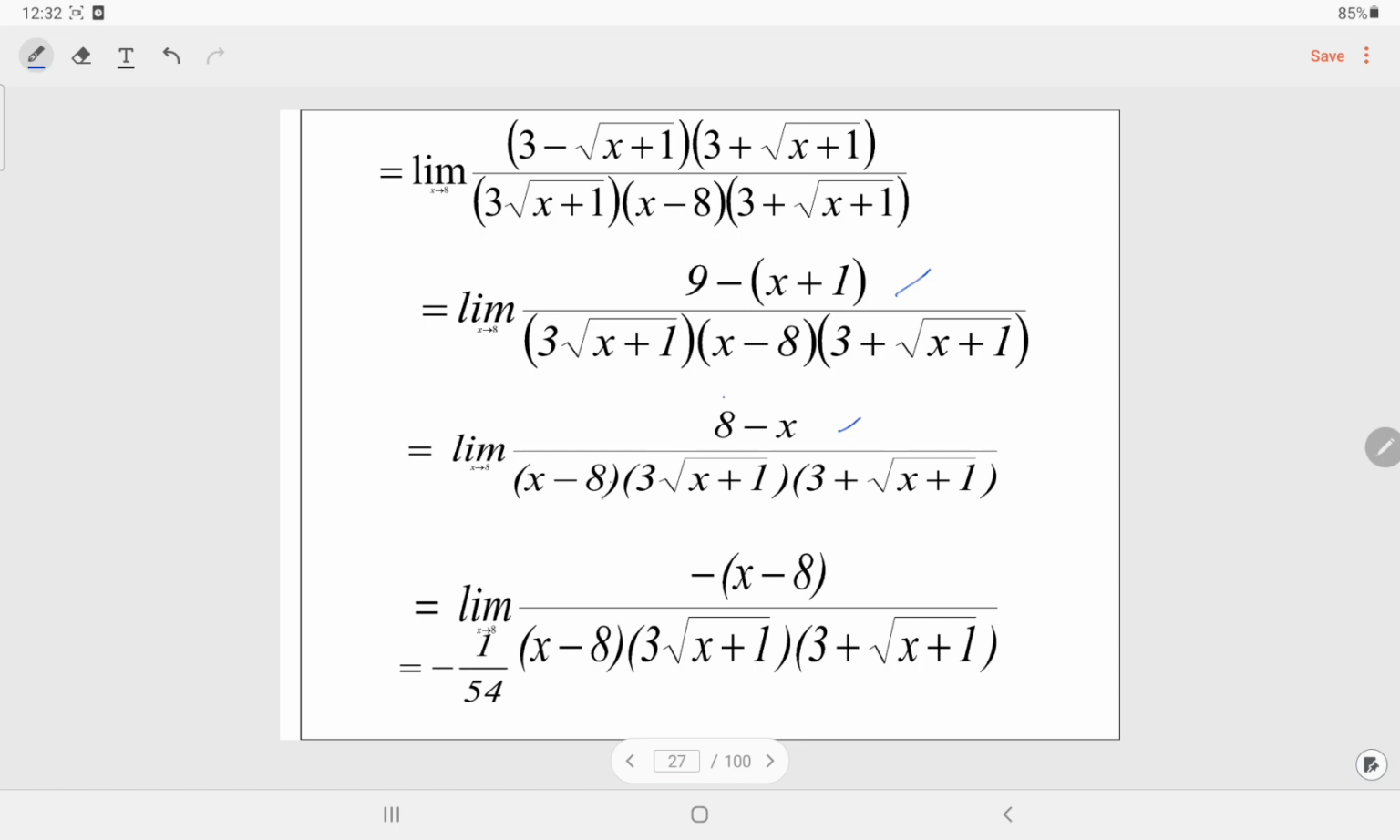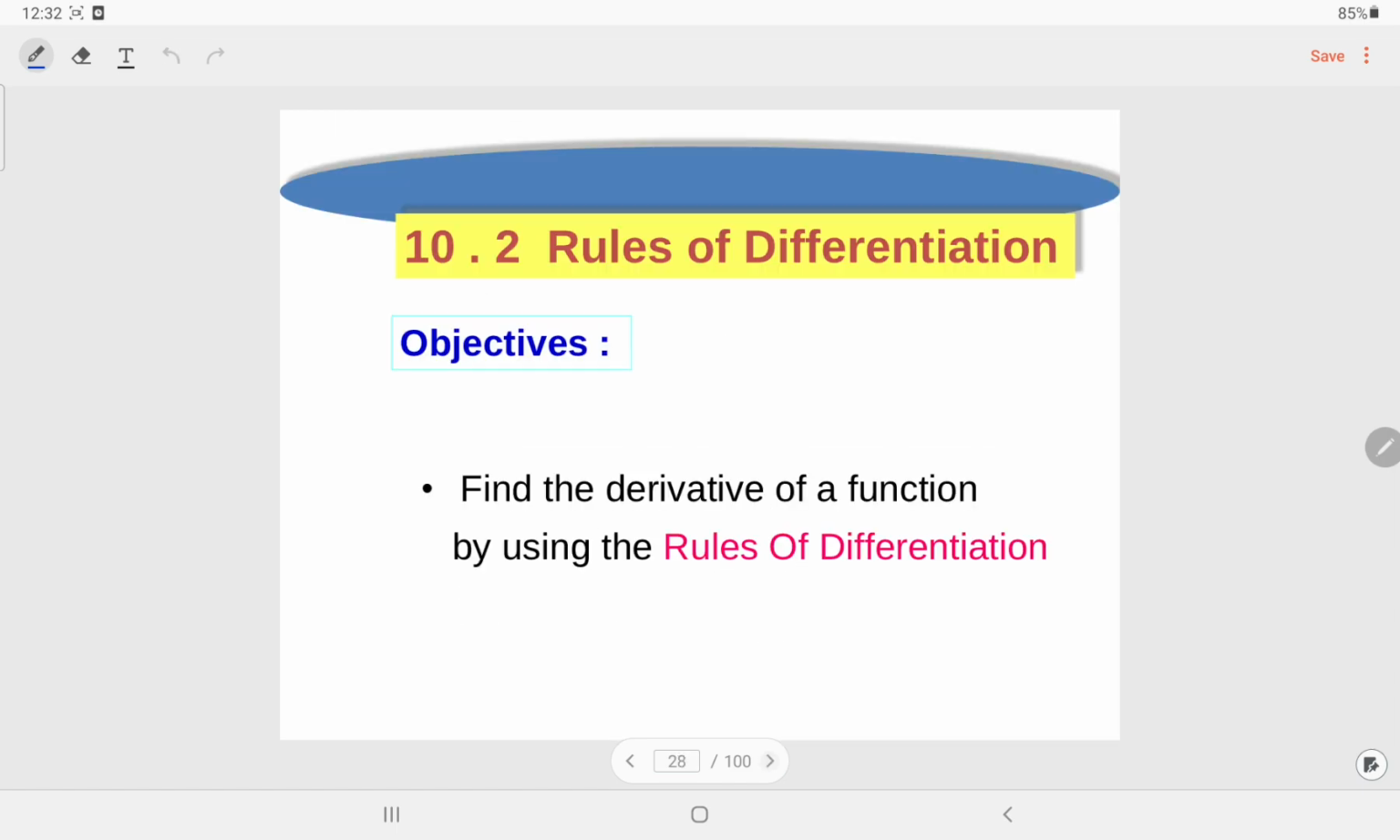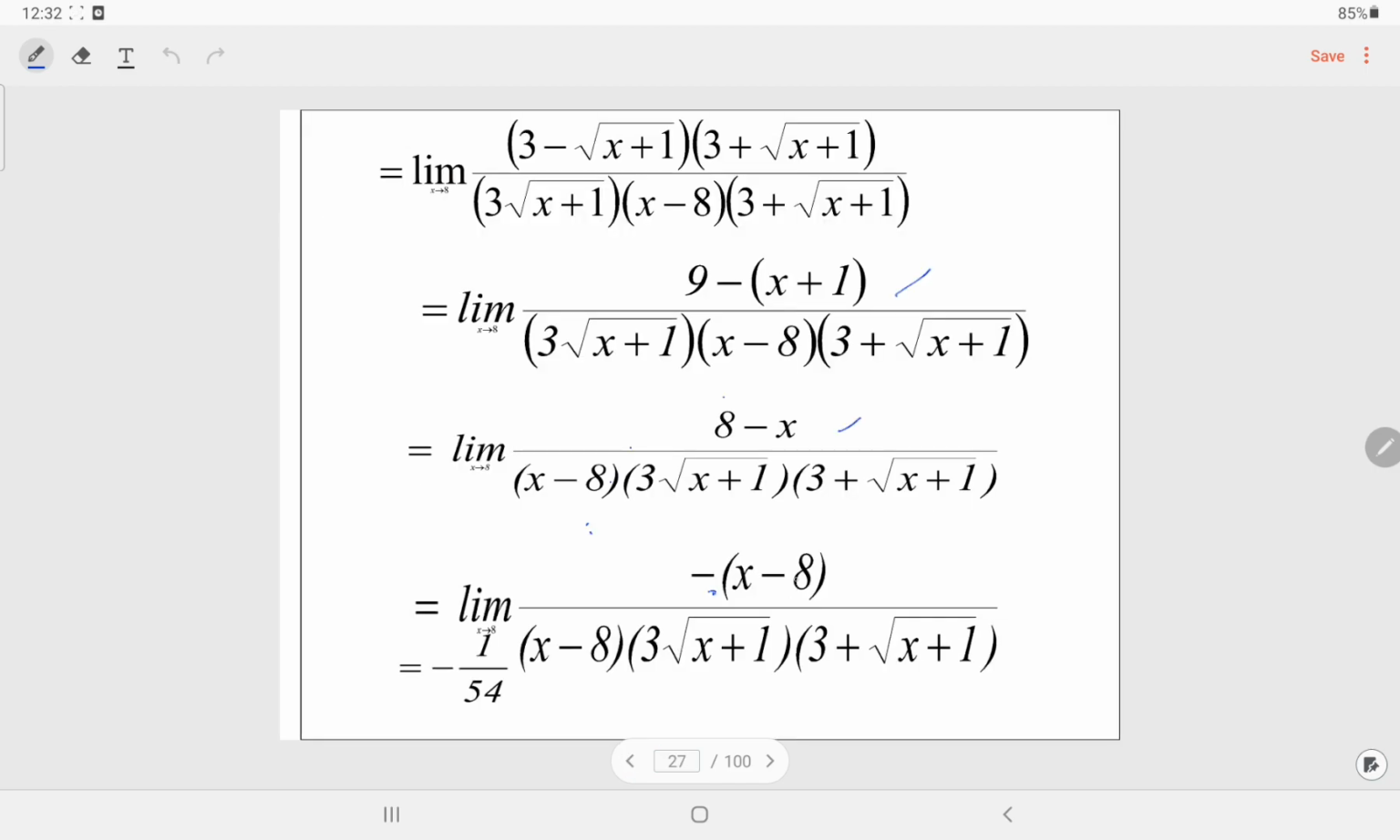So to cancel out this one, we need to multiply with a negative. Okay, so we get the negative cancel out. So we substitute the value of x equal to 8 into this function. Then we can get negative 1 over 54.